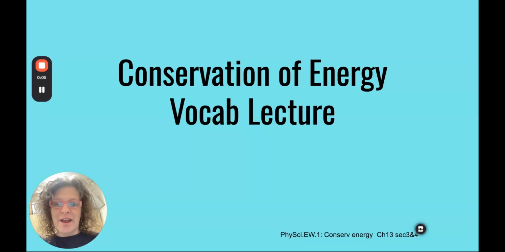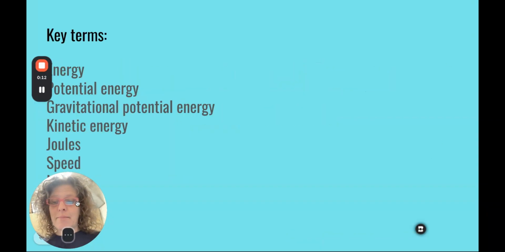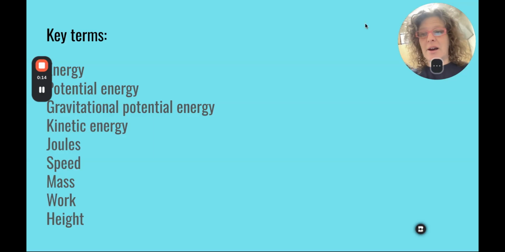With conservation of energy. This is your vocabulary lab for the introduction to conservation of energy. So let's start off by looking at the terms that we're going to be talking about. We've got energy, potential energy, gravitational potential energy, kinetic energy, joules, speed, mass, work, and height.